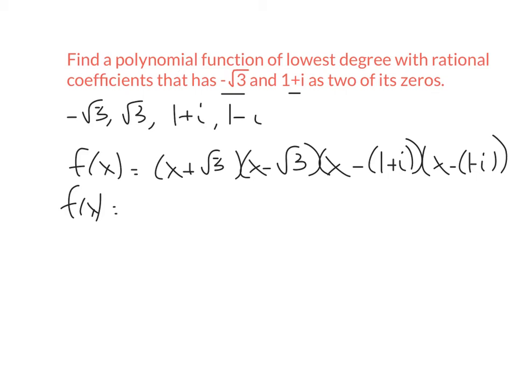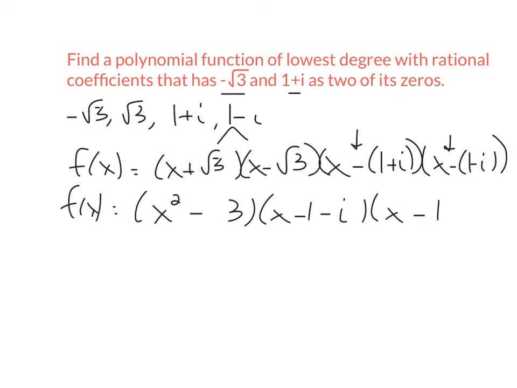I don't know. Okay, so the first two, those are conjugates. So I'm going to do FOIL. I'm going to do first, last. So I have x squared minus, if you do square root of 3 times square root of 3, that's just 3. So that's done, those first two. Now the second two, I'm going to take that minus sign inside there and distribute that, make it x minus 1 minus i. So I just distribute that minus sign. Same thing on the second one, x minus 1 plus i.